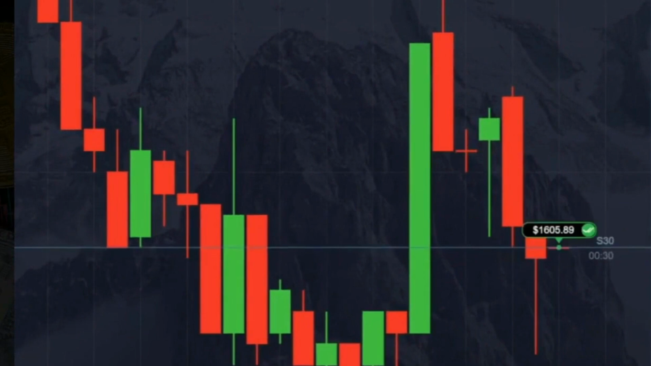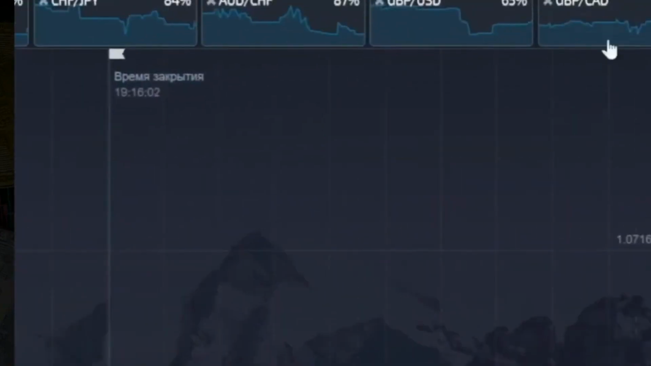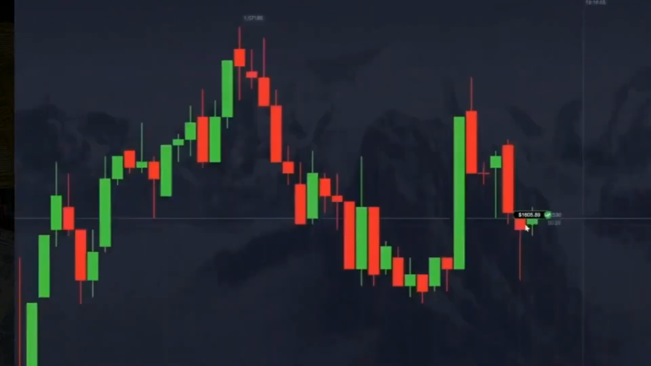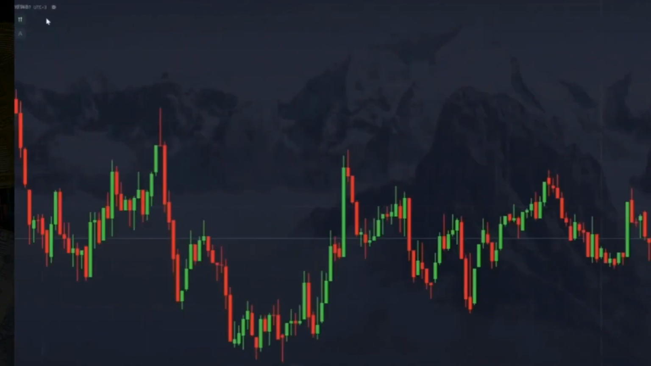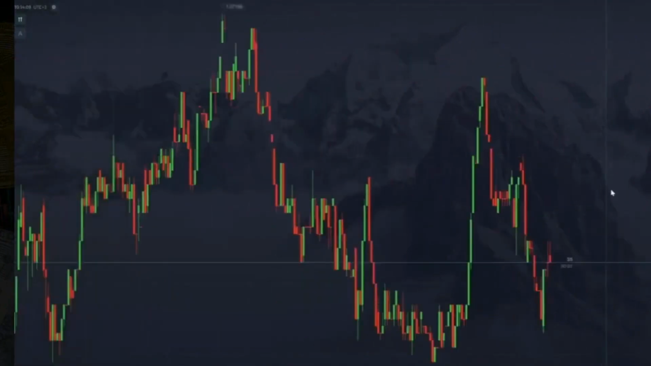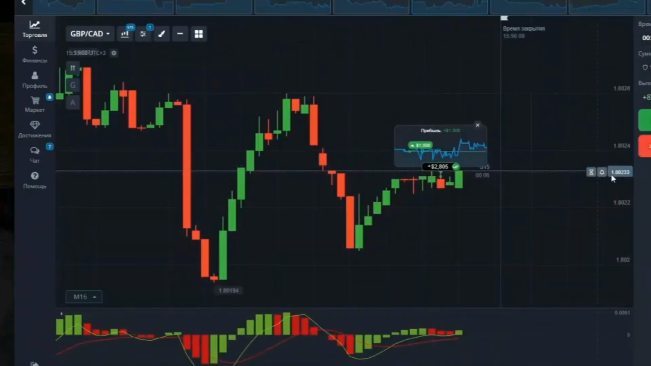Friends, the trade closed in profit. My balance is $1,605. I'm in shock. Starting with just $10, I managed to grow my account to this amount in just 1 hour of trading. And finally, we have the third trader with a result of about $4,000. Let's watch his trading session.